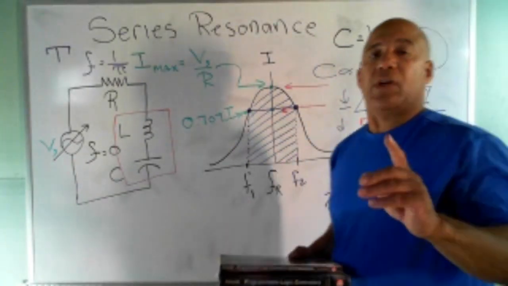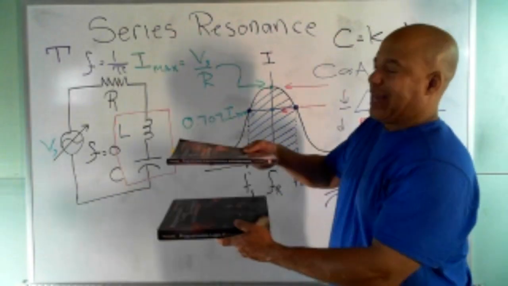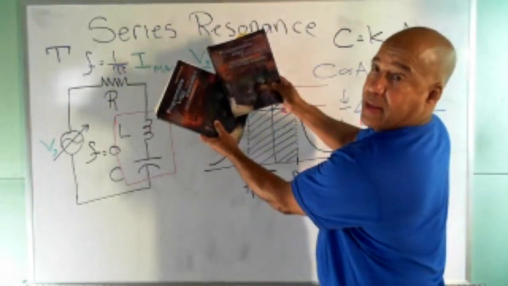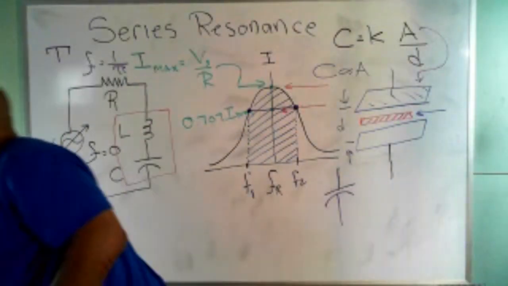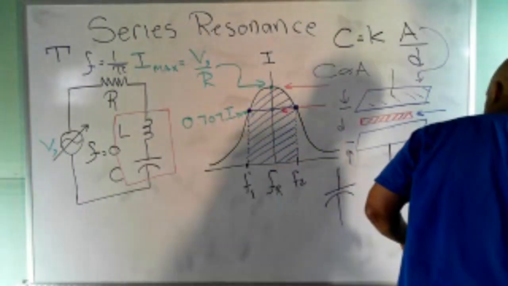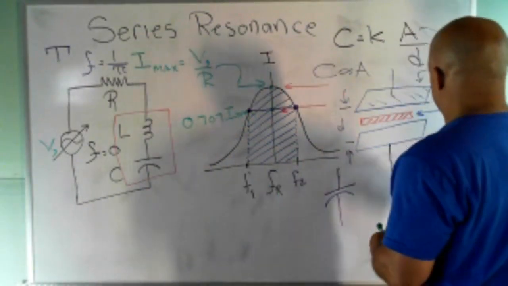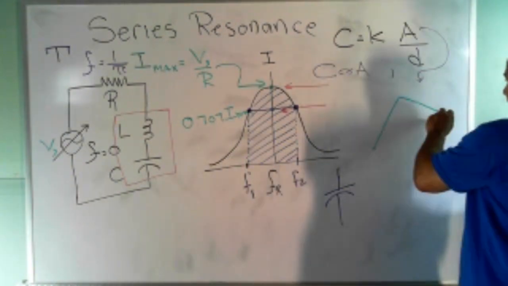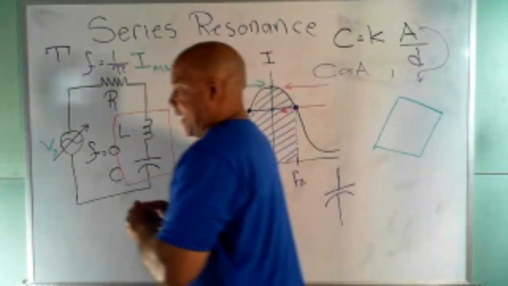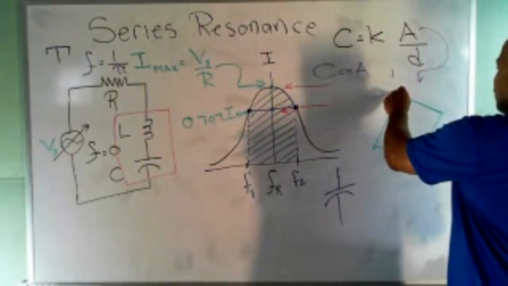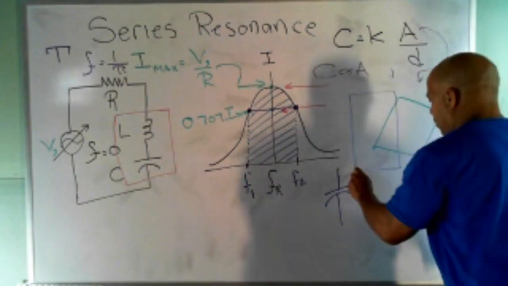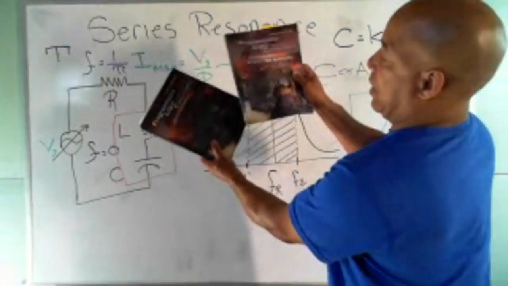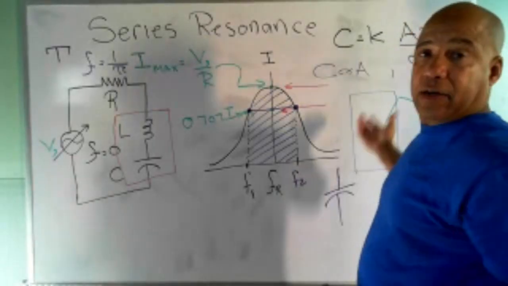But the question I was going to ask is, what if the two plates are not directly over each other like that? What if I had one plate like this, and I have the other plate like this? So they're not completely over each other. I got one like that and one like that. What area would I use? What area would I put in the formula here to calculate?